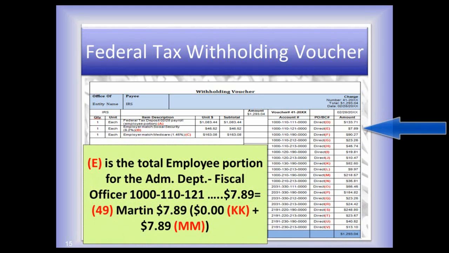E is the total employee portion for the Administration Department Fiscal Officer. That is account number 1110121. Trina Martin is our fiscal officer. She's number 49, and her total federal withholdings were $7.89. Zero for federal income tax in the KK column, plus $7.89 for Medicare under MM.